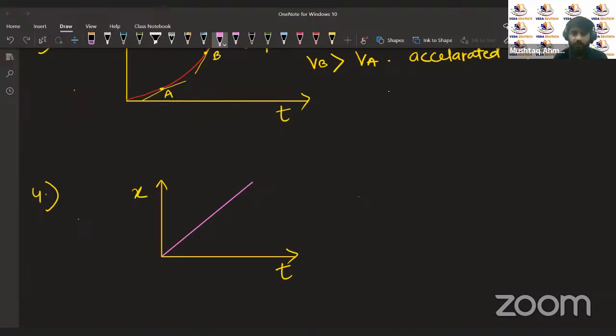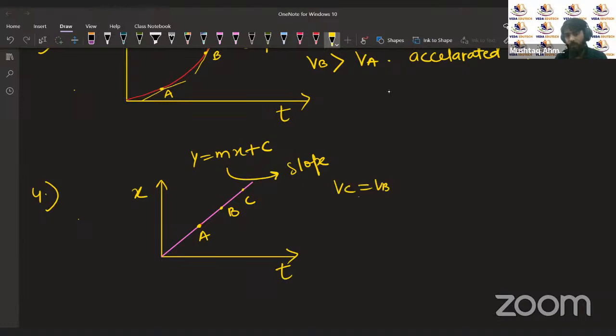We can see that for this line, the slope at every point is the same. It's a straight line, and we know a straight line is represented by y is equal to mx plus c, where m is the slope, and it's a constant for a straight line. So for point A, point B, or point C, the slope is the same. The speed at C is equal to the speed at B. So when the position time graph is a straight line, the speed is constant, or we can say the velocity is constant.